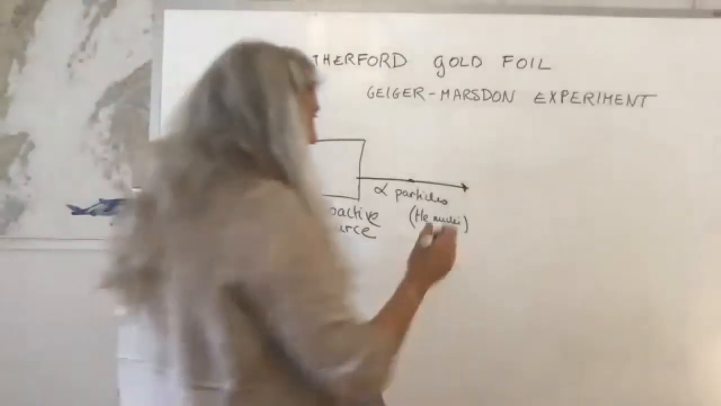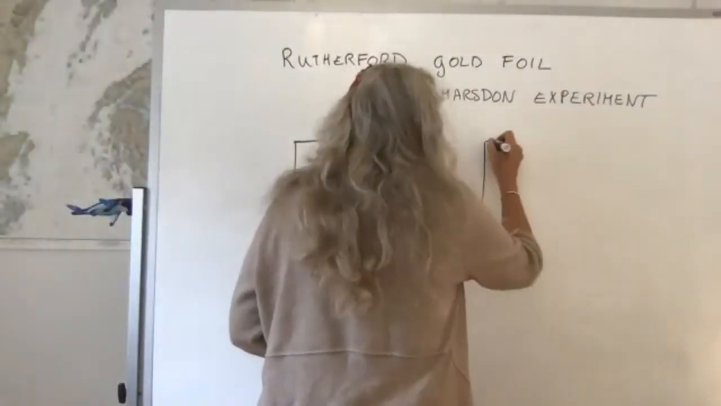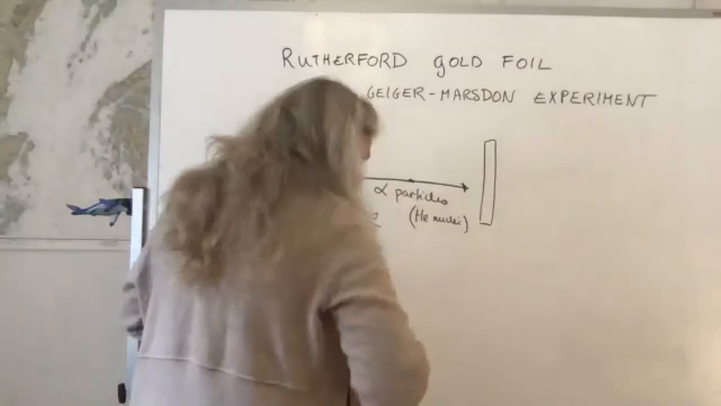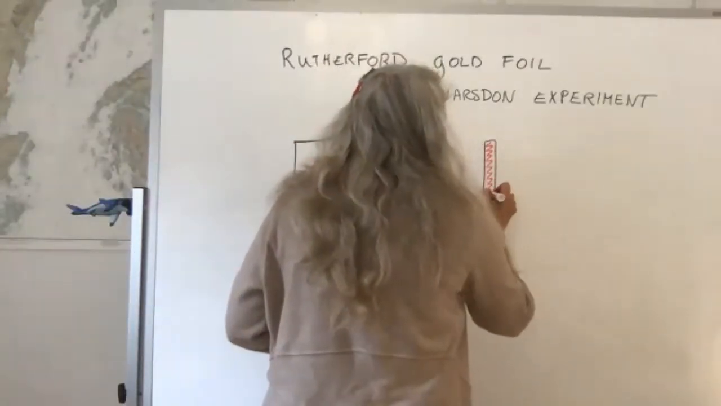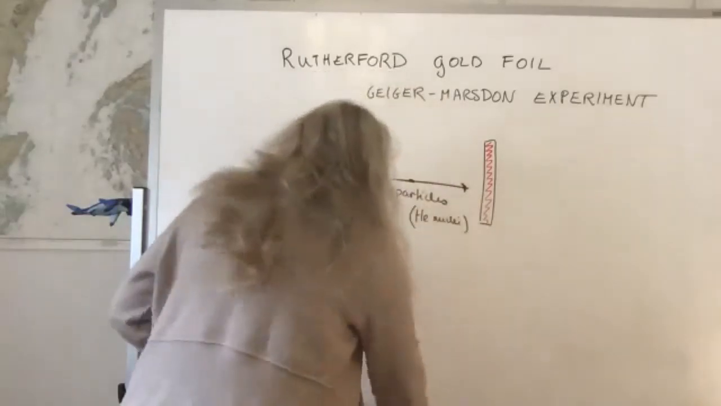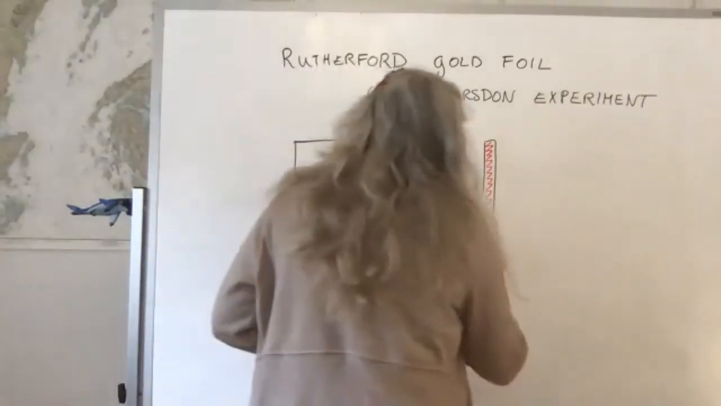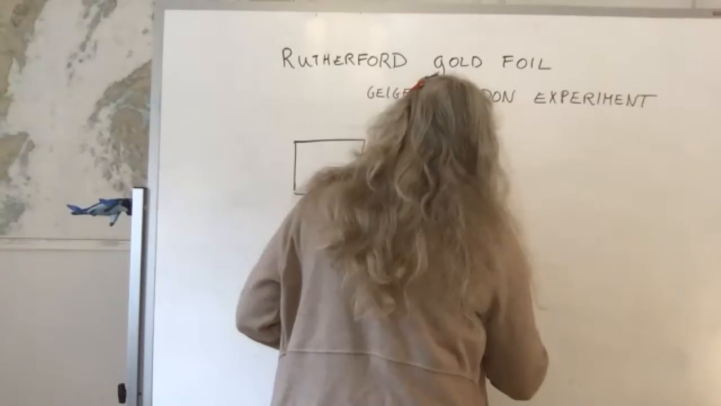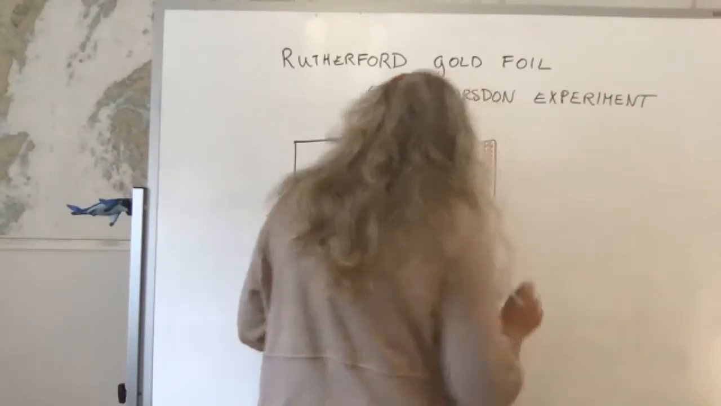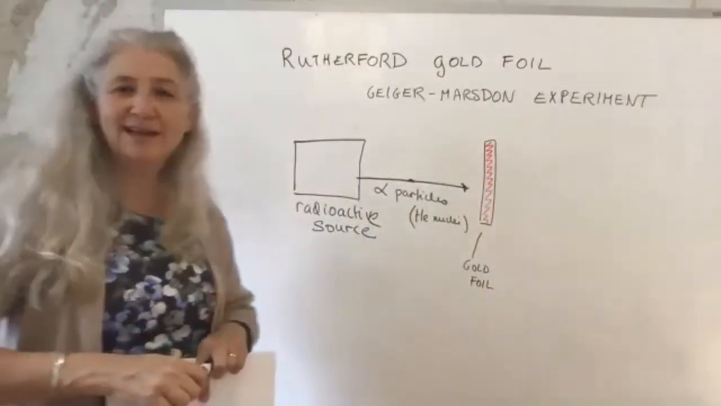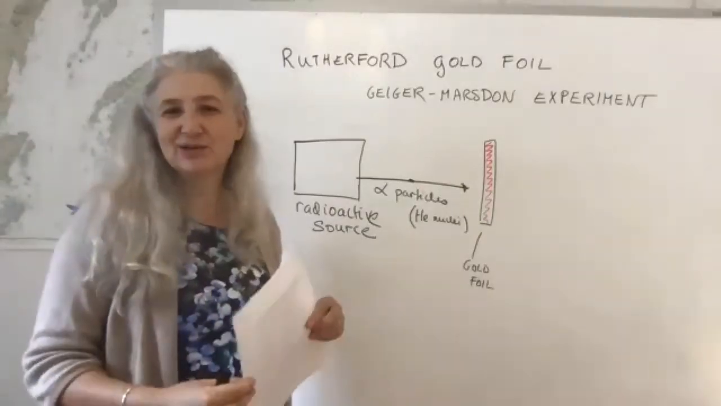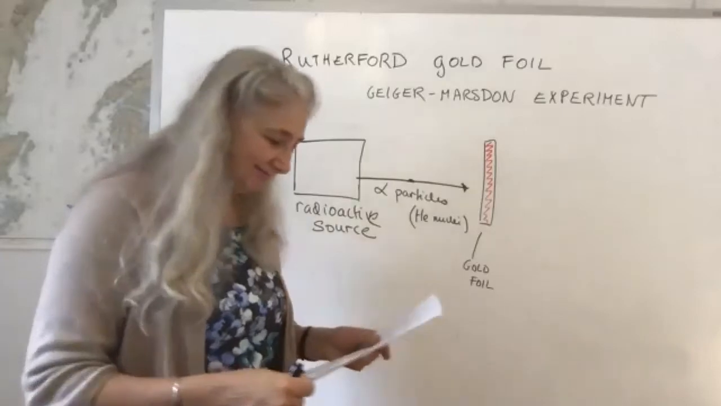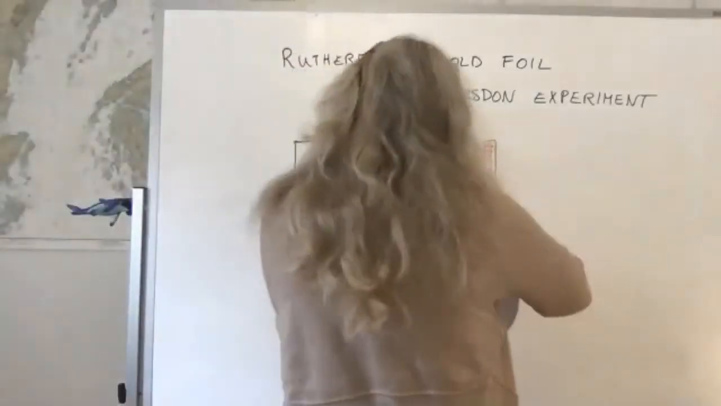And the alpha particles were let to hit a gold foil. I don't have any yellow, but let's use red. So this is a gold foil. And why did they do this with gold? I think they did it with gold so it wouldn't tarnish, and so they were sure that it was gold and stayed gold.